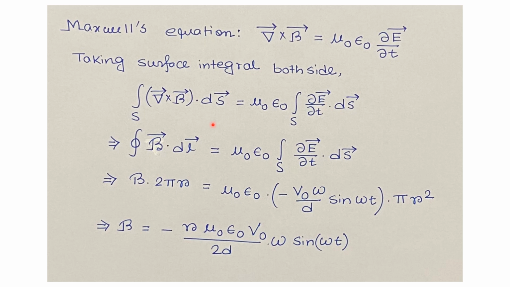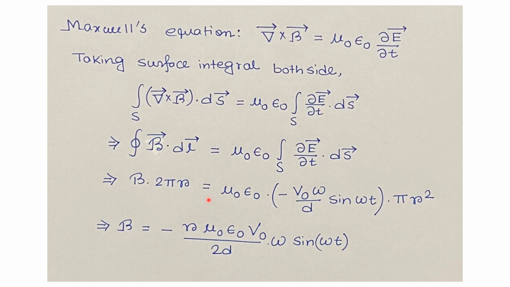Now we can convert this surface integral into the closed path integral. So that is given by the closed path line integral of the B vector equals mu naught times epsilon naught times the surface integral of partial E by partial t times the dS vector. So here the line integral part will give B times 2 pi r. Here 2 pi r is the circumference of the small loop having radius small r that we considered in the first slide.